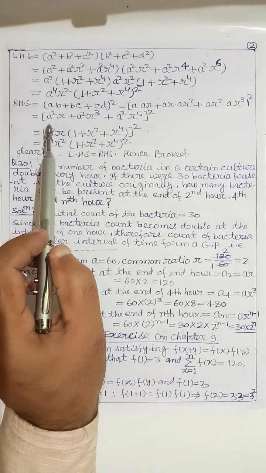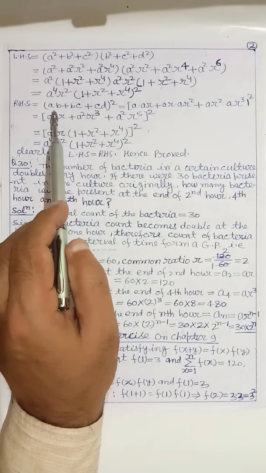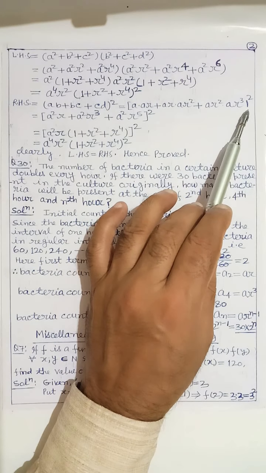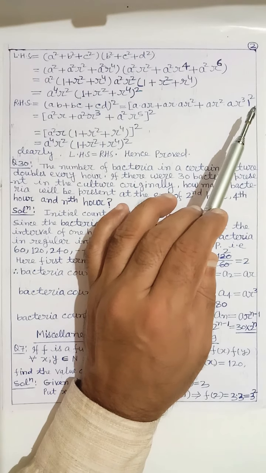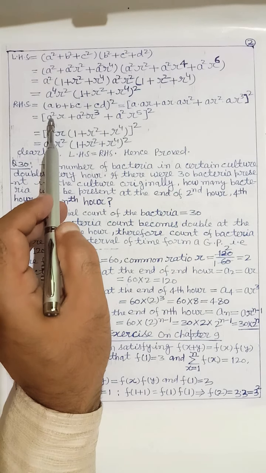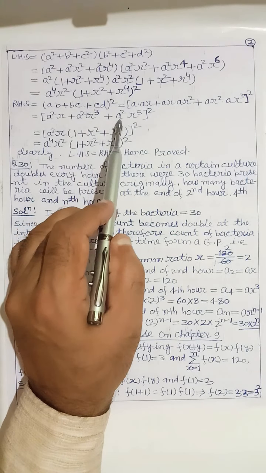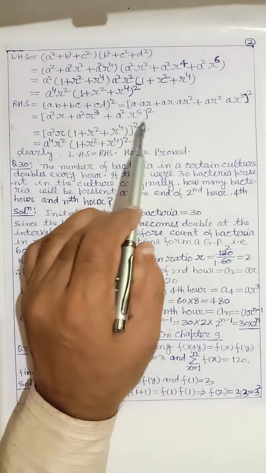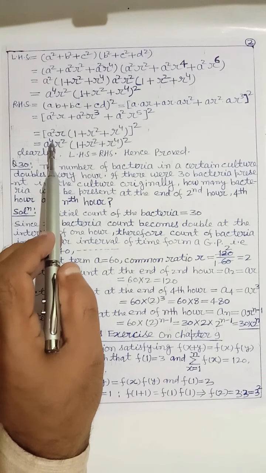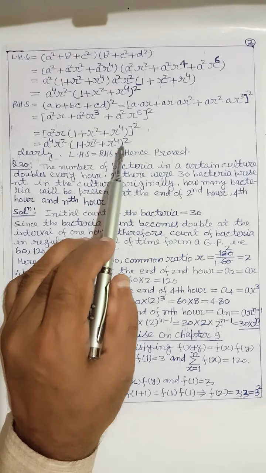Now we solve RHS. Here ab plus bc plus cd whole square. So we have put the values of b, c and d here. We can write in this way. And this can be written as a square r plus a square r cube plus a square r to the power 5 whole square. And we simplify this, we get a to the power 4 r square into (1 plus r square plus r to the power 4) whole square.